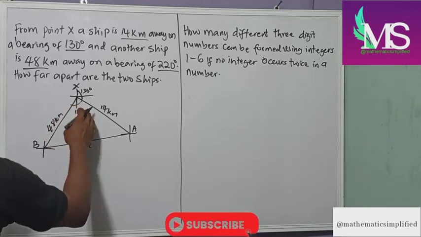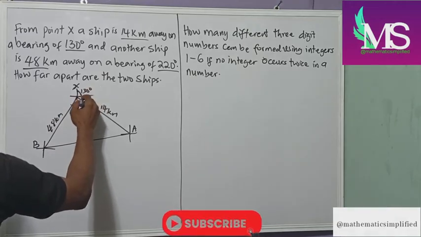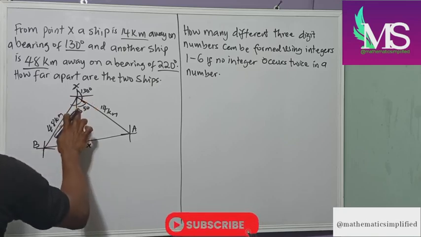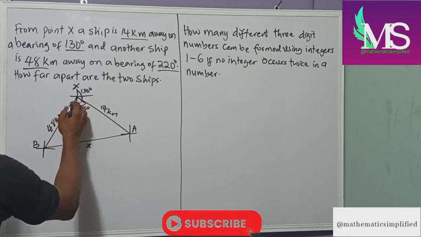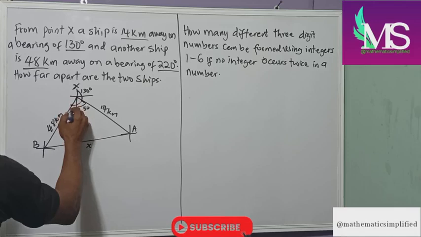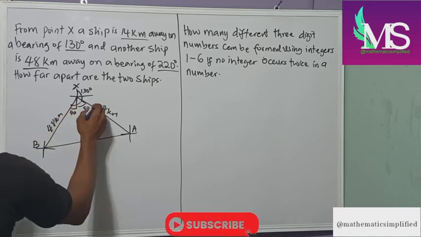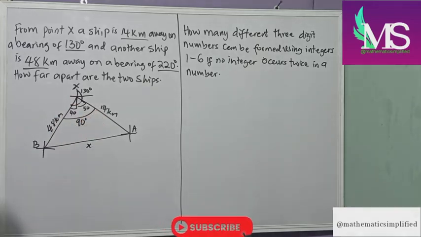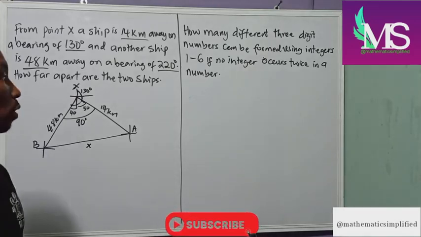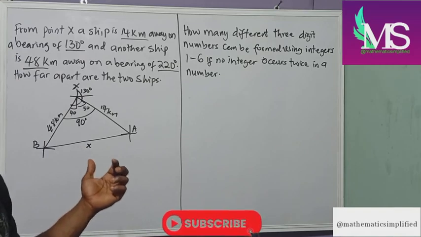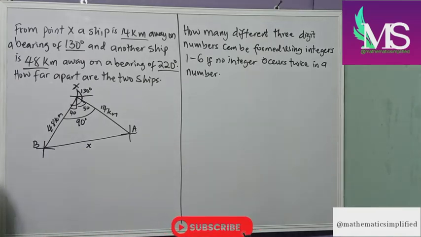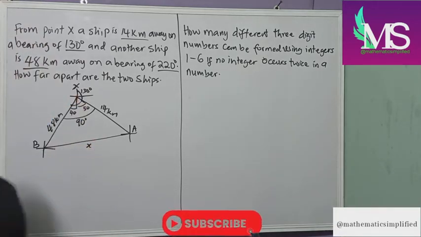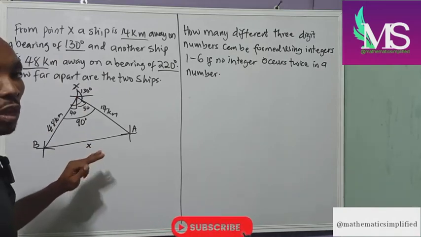So if we do 180 minus 130, which is from here, we'll get this remaining angle as 50. And if we do 220, which is from here, minus 180, we'll get this remaining angle as 40. So our total internal angle here will become 90 degrees. And now, if we have it as 90 degrees, we know that it's a right-angled triangle. So now we can undo, since we have it as 90 degrees, and this 90 degrees is facing our X, that means automatically this X is our hypotenuse.